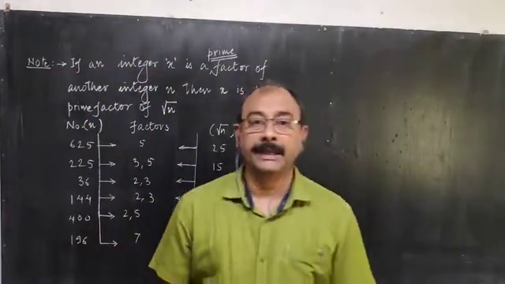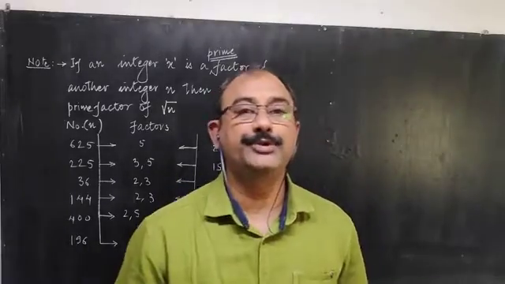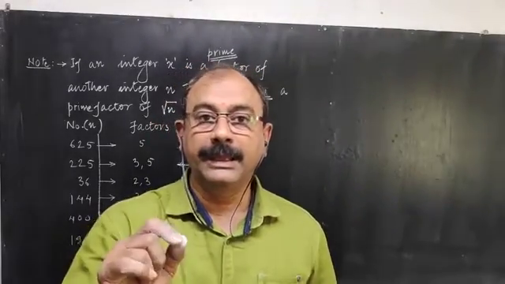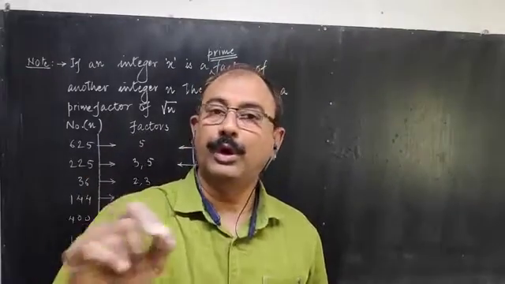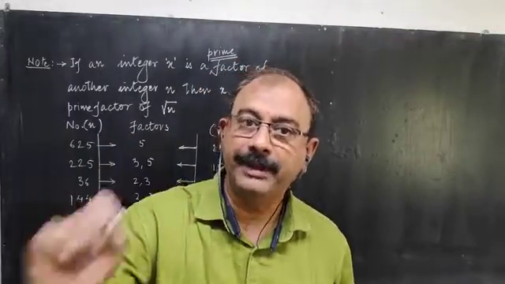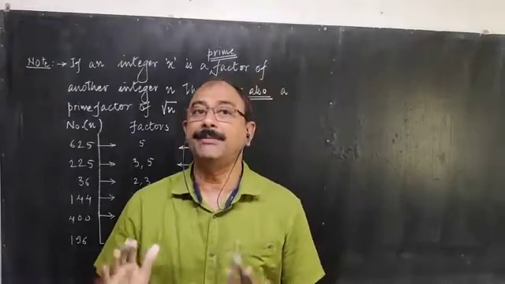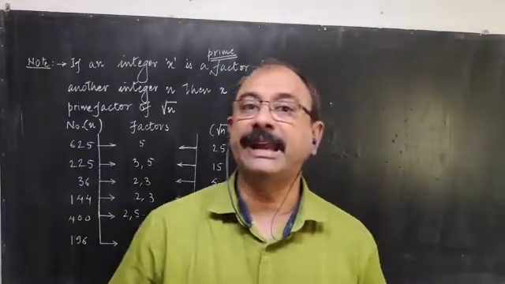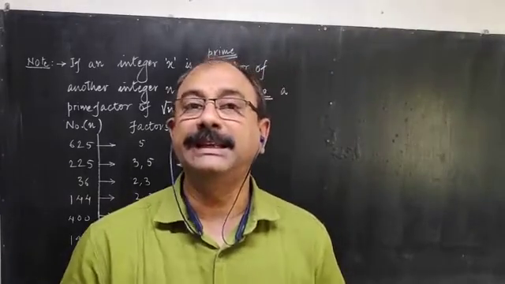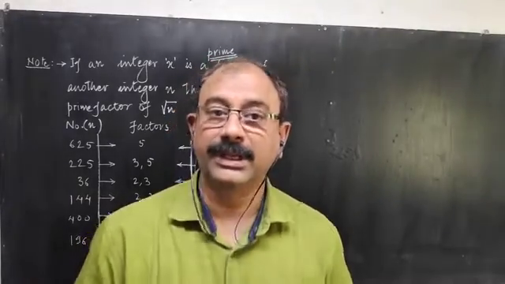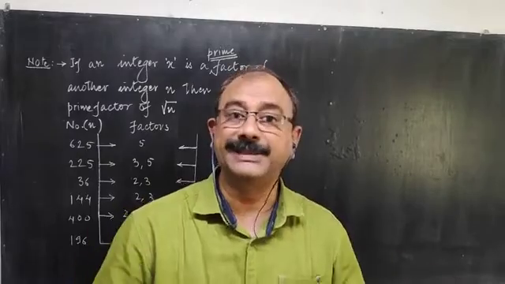Hello children. The next thing we are going to prove is that the square root of any prime number is an irrational number. Okay. Now in order to prove that it is an irrational number, we have to understand some concepts.